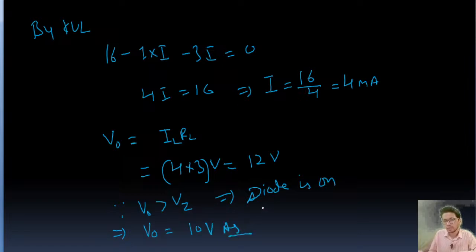Okay, so first we'll check V naught, and if it is greater than VZ, that is Zener voltage, it means the diode is on, and then the answer for this V naught is going to be equal to that VZ, right? That is 10 volt, means V naught is 10 volt. Okay, very good question.